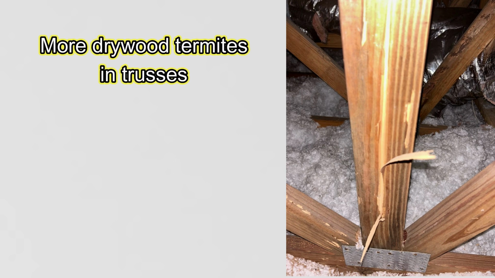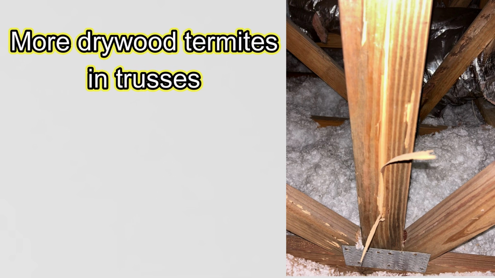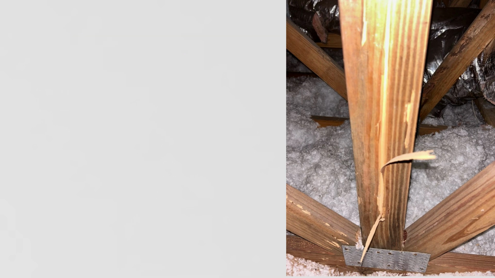If you look at the image on the right, you can see in this case I found more drywood termites in trusses. Now the wood was actually peeling away in this area, which gave it away. Also, you may see at the bottom there's little drywood termite fecal pellets. That really gave this away. Once again, if I didn't do a whole attic inspection, this is something that could easily be missed.